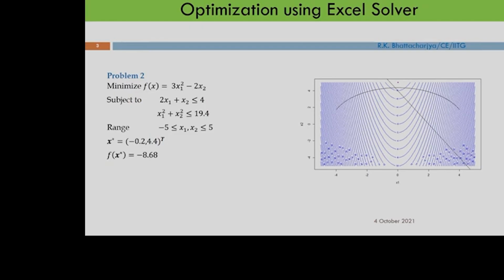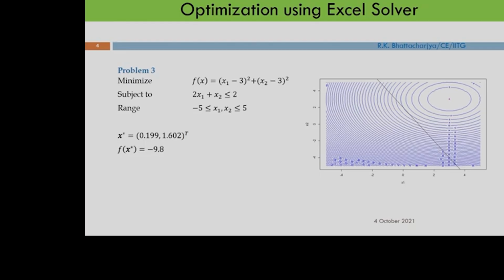The second problem is also a two variable problem. We have a nonlinear objective function. This is your objective function, and we have two constraints here. The first one is linear and the second one is a nonlinear constraint. Here I should get this particular solution, and somewhere here is the constrained solution of this particular problem. We have also solved this problem using R. So let us see whether we are getting the similar result in Excel.